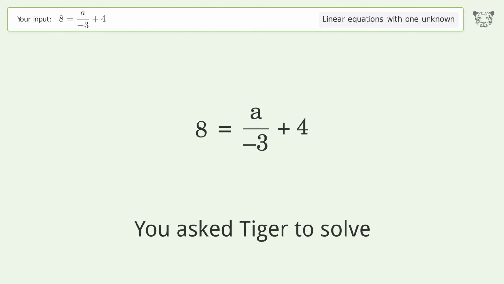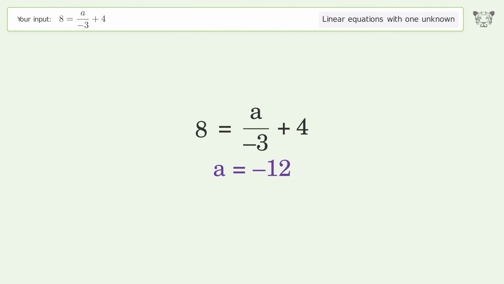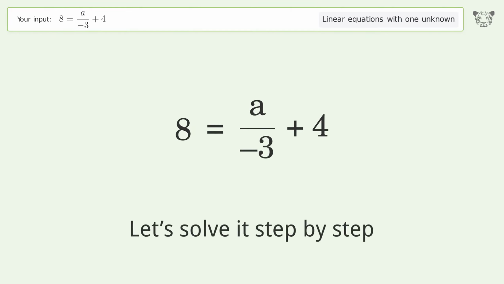You ask Tiger to solve. This deals with linear equations with one unknown. The final result is a equals -12. Let's solve it step by step.